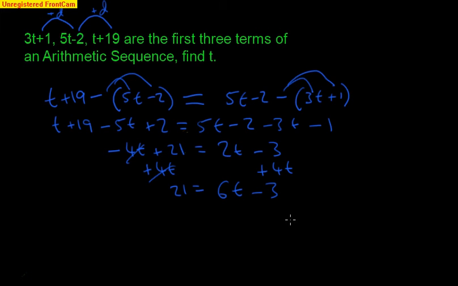Now I want to get rid of that minus 3, and I do the opposite, which is to add 3 to that side, so I must add 3 to the left hand side. Minus 3 plus 3 is nothing, and I get 6t equals 24, that's 21 and 3. And finally, divide both sides by 6. 6 divides out here, and I end up with t equal to 24 divided by 6, which is 4. And I have found what t is.